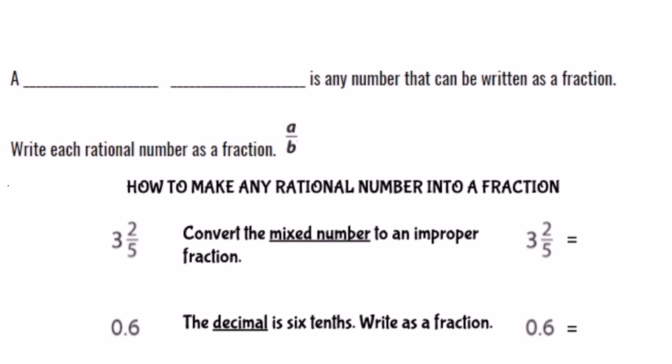These notes go over how to make different types of numbers into fractions, and then the fill in the blank is just a rational number is any number that can be written as a fraction. And if you remember our notes from yesterday, rational numbers was the largest of the 3 squares that we did.